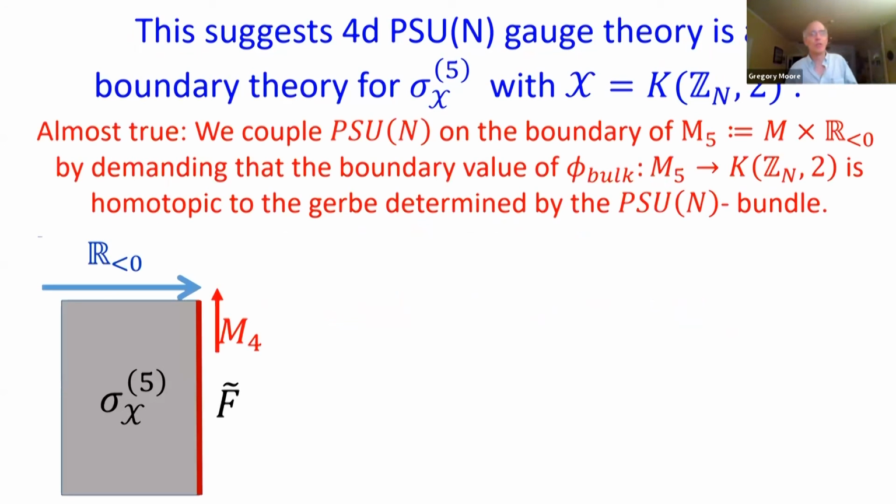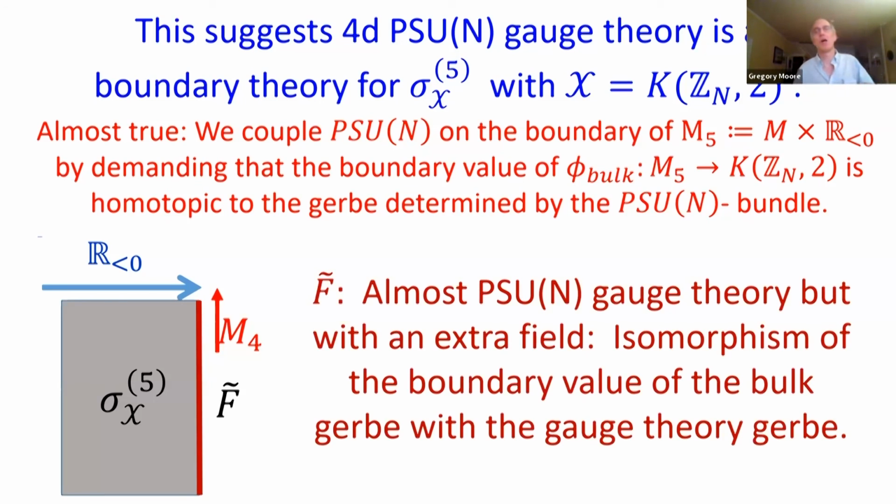And that's almost true. So we can couple a theory F tilde on the boundary of this 5-dimensional finite homotopy theory, on M5, which is your 4-manifold times, say, the negative real line, by demanding that the boundary value of the bulk gerbe is homotopic to the gerbe described by a PSU(N) bundle.